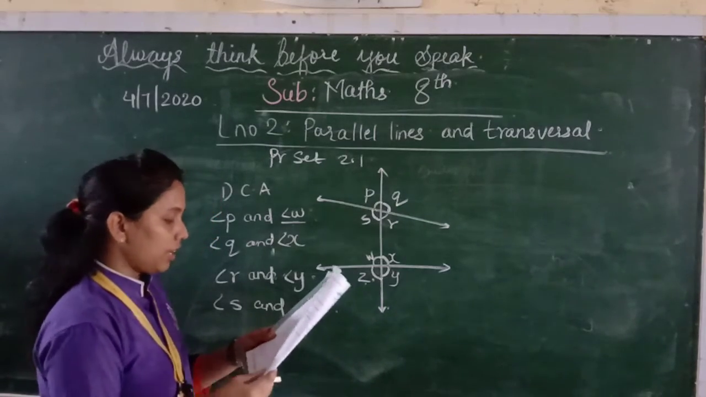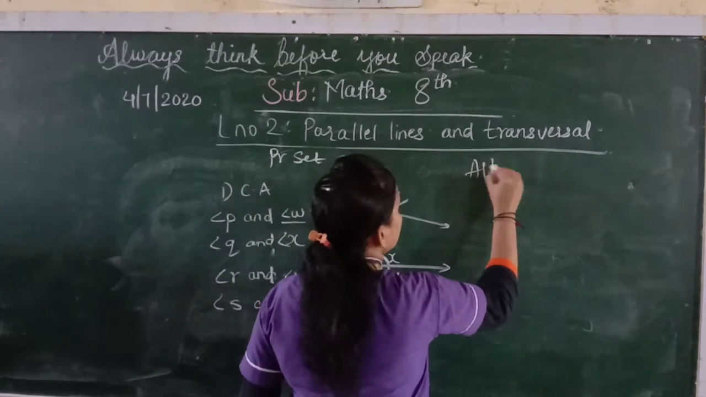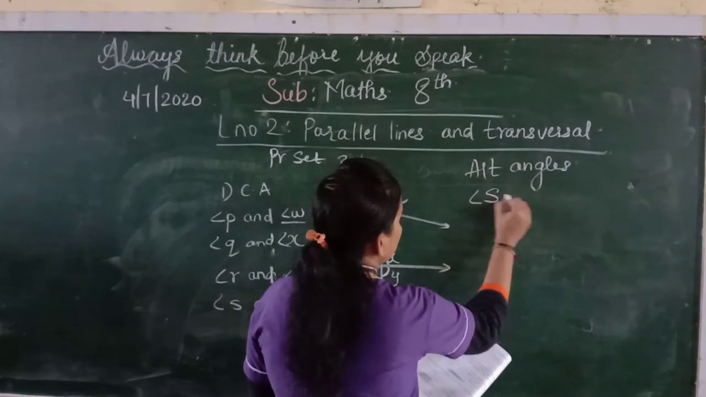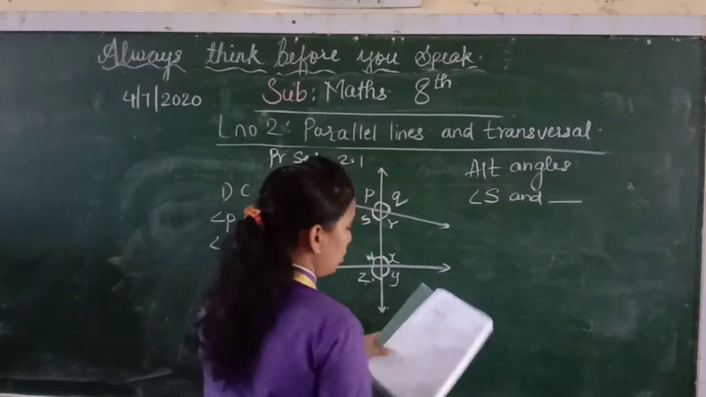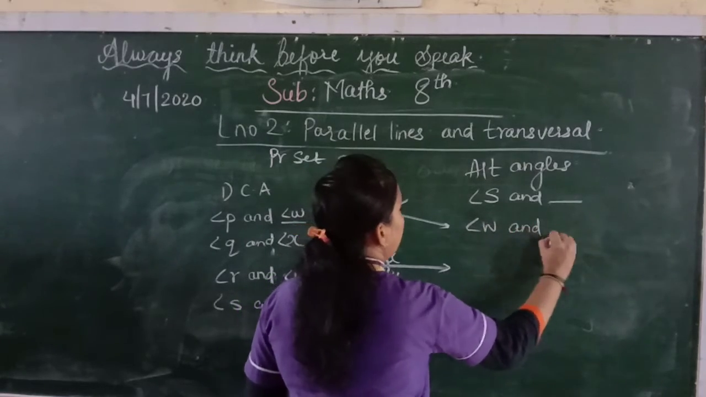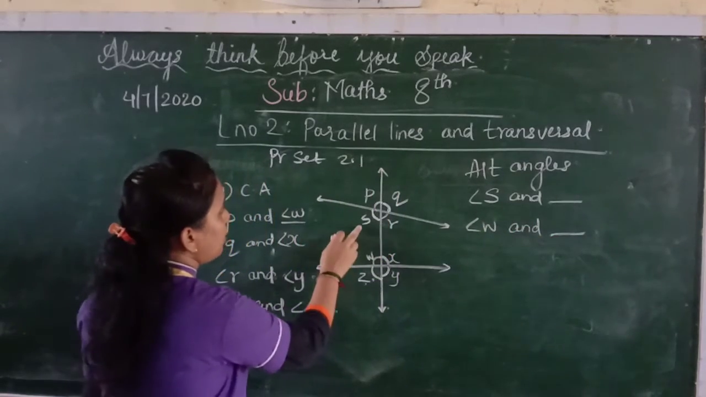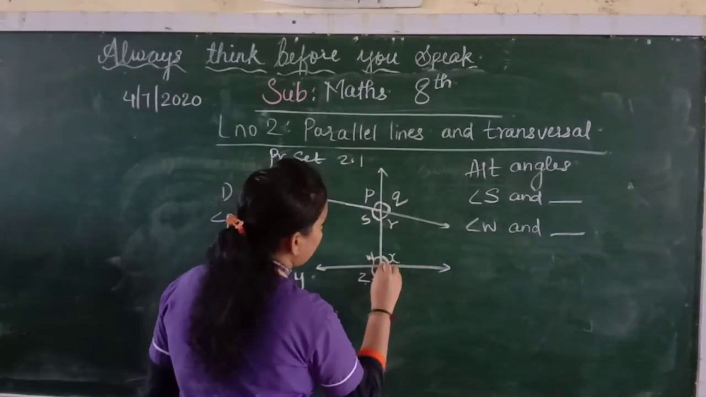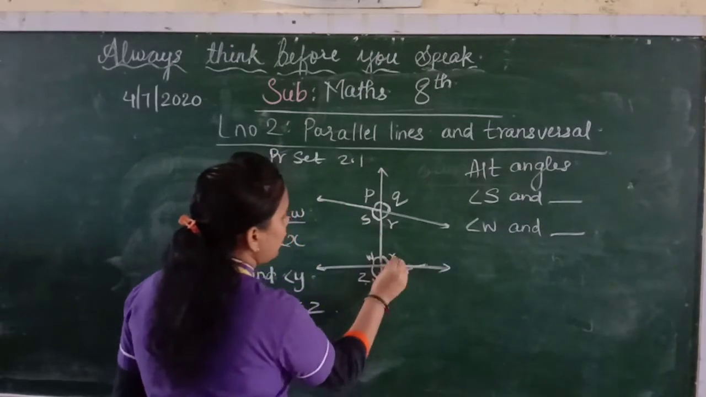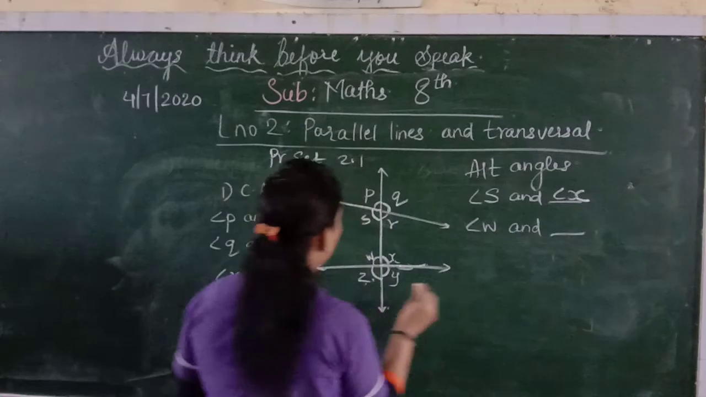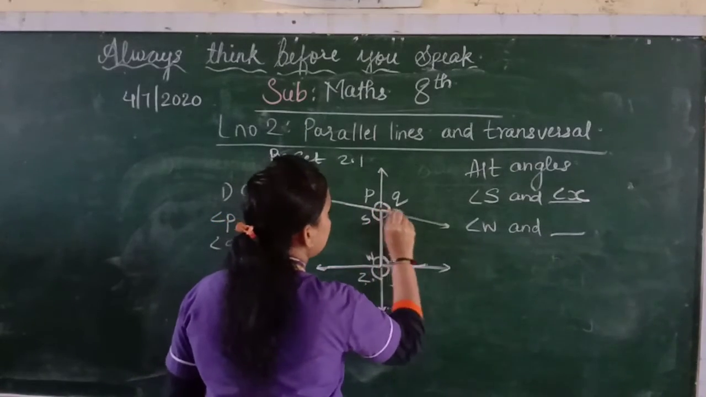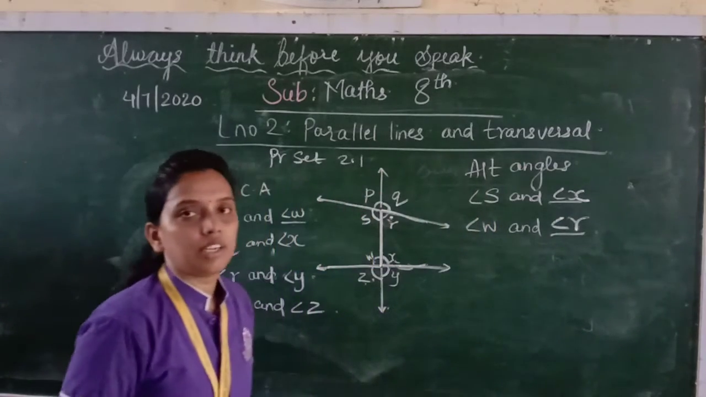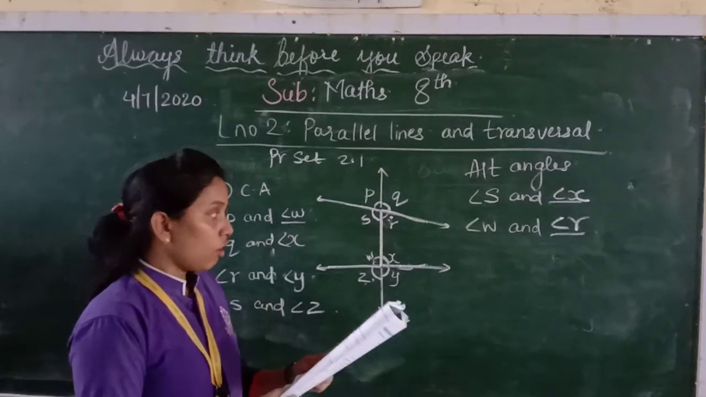Now we will see interior alternate angles. Now for alternate angles, if you see angle S and dash, angle W and dash. Now see here angle S. Now you want alternate angle over here for interior alternate. So this is forming a Z over here. So for S it will be X. For W, it is like this. So these two corners, for W it will be angle R. So angle R is the alternate angle of W.